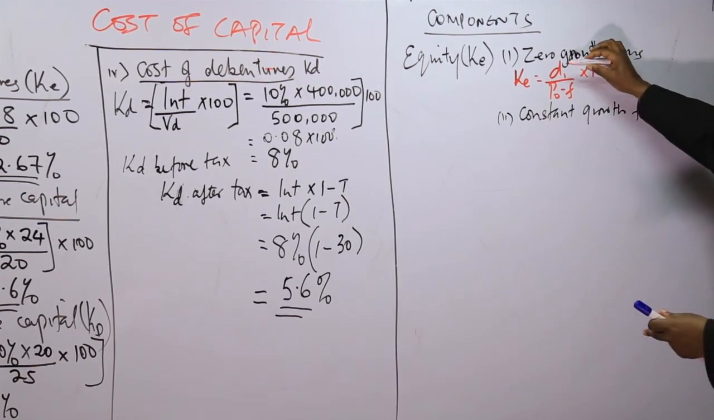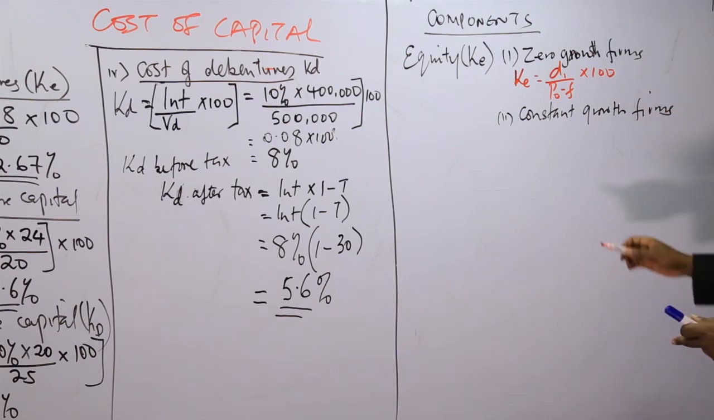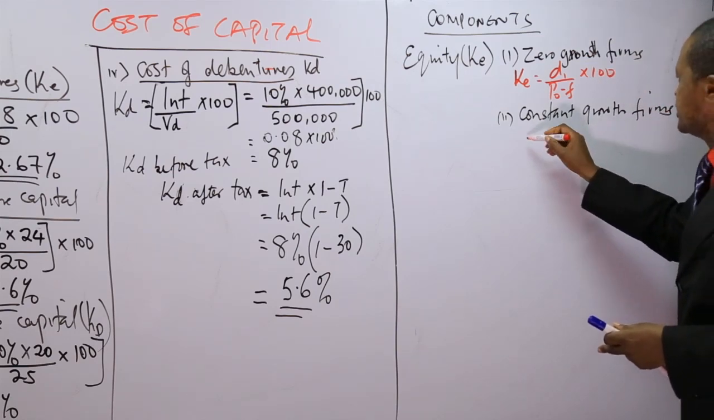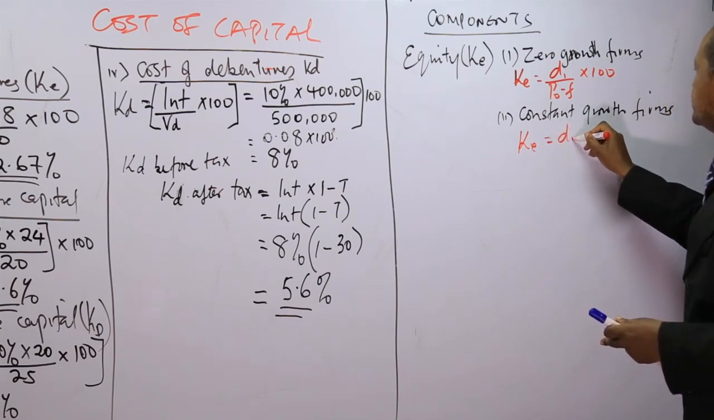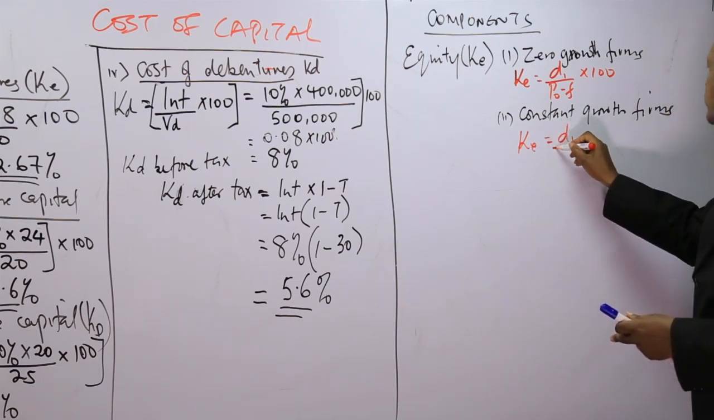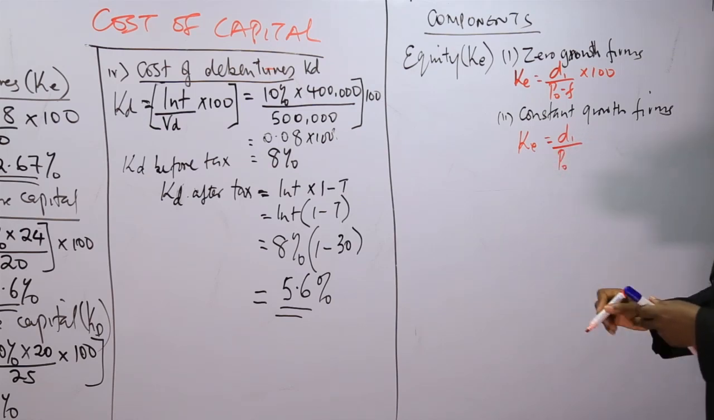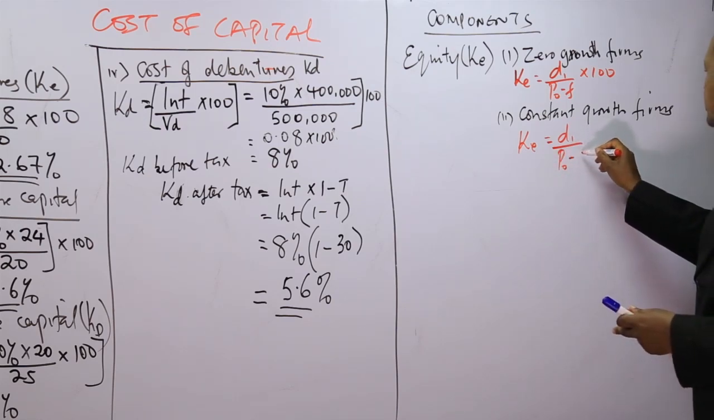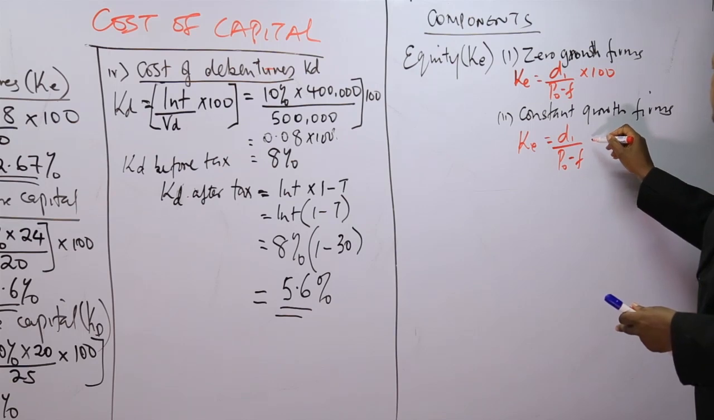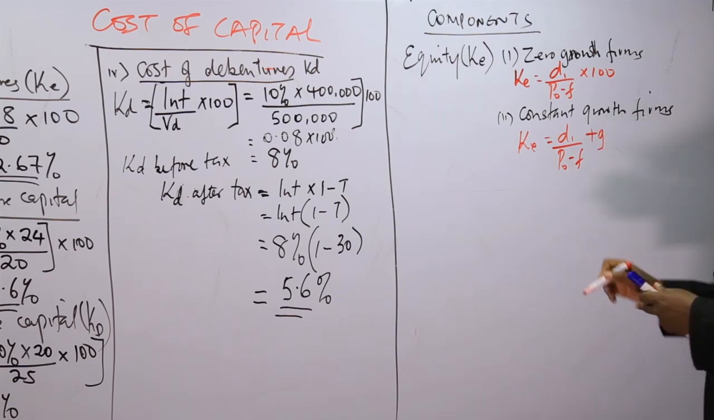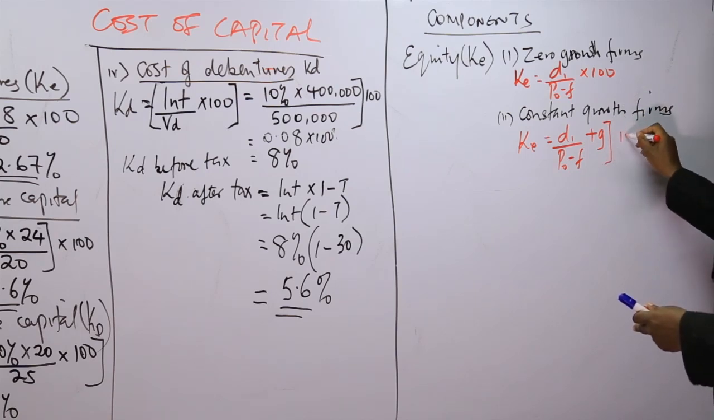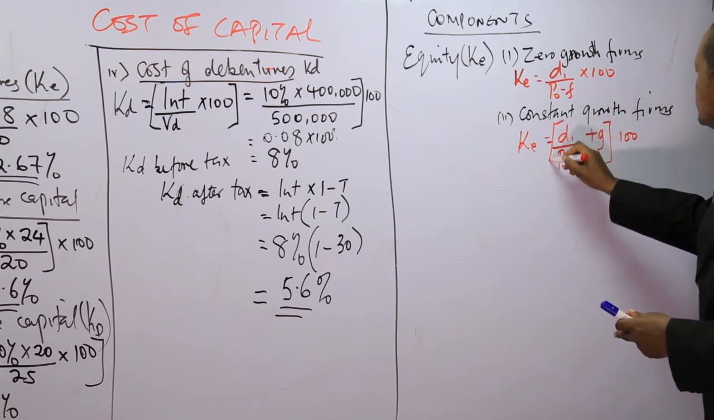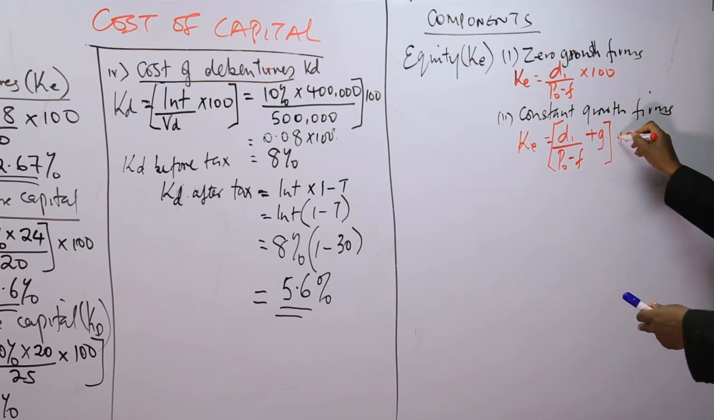That is for a zero growth firm. For a constant growth firm, the formula KE will be equal to the dividend per share over P0, which is the market price per share, minus flotation cost, plus G, which is the growth rate, times 100, converting this into percentage.